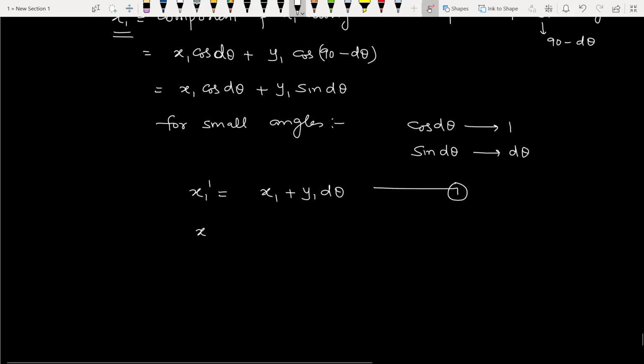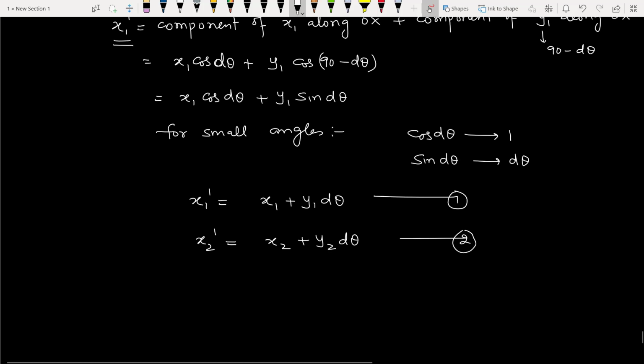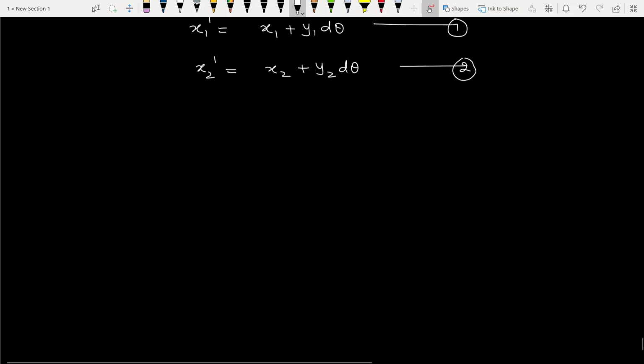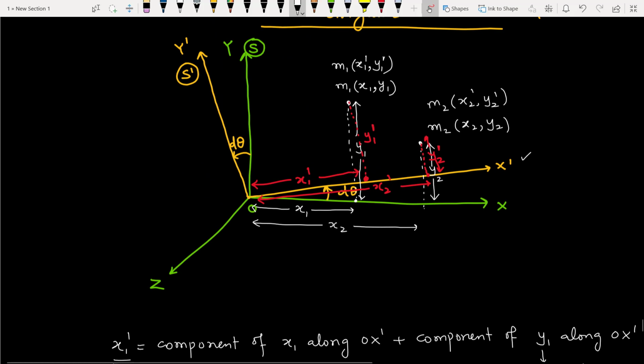On similar lines, x2 dash is x2 plus y2 d theta for mass m2. So similarly we can write for the second. So this is about the x1 dash component and x2 dash component. Now we come to the y1 dash component. So y1 dash is along the OY dash axis. This red line is parallel to this yellow OY dash axis.